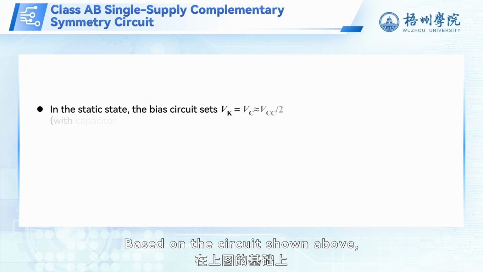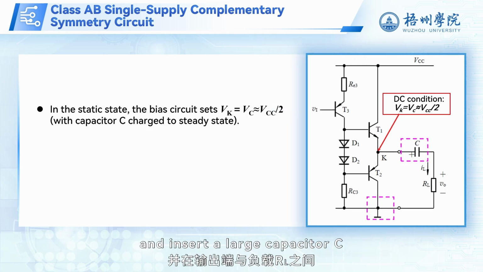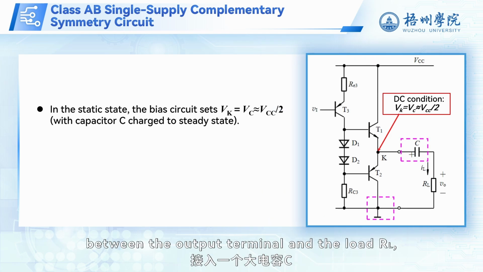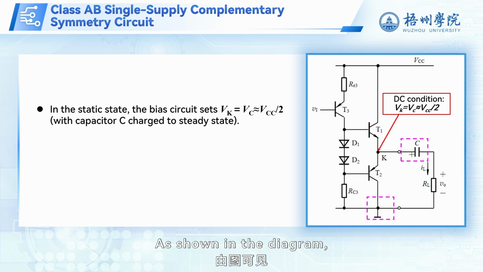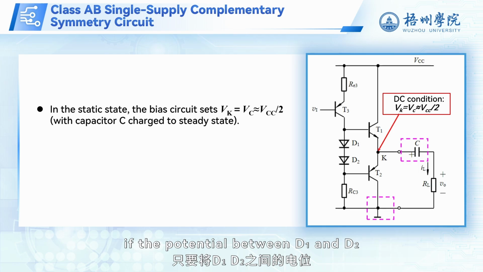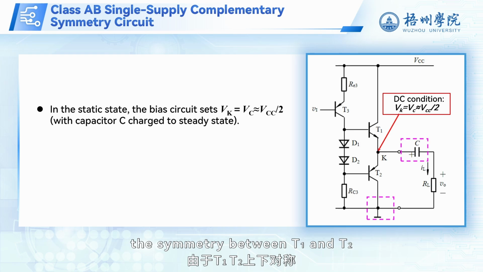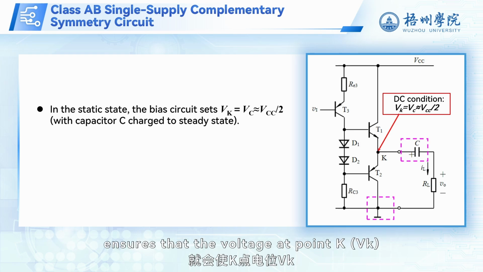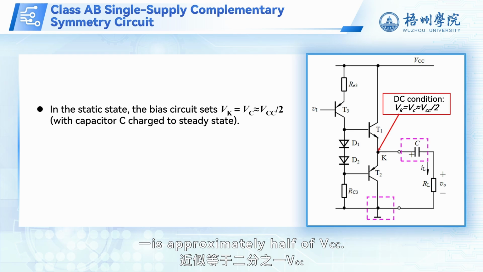Based on the circuit shown above, if we set -VCC equals 0 and insert a large capacitor C between the output terminal and the load RL, we get the single supply complementary symmetry circuit shown below. As shown in the diagram, when the input signal is 0, if the potential between D1 and D2 is set to half of VCC, the symmetry between T1 and T2 ensures that the voltage at point K, Vk, which is also the voltage across capacitor C, is approximately half of VCC.